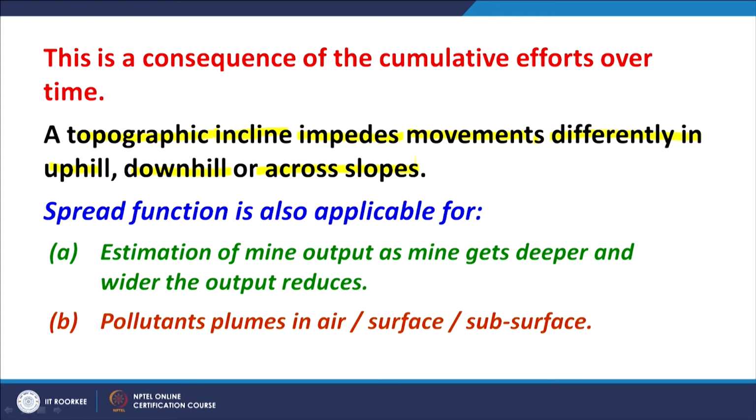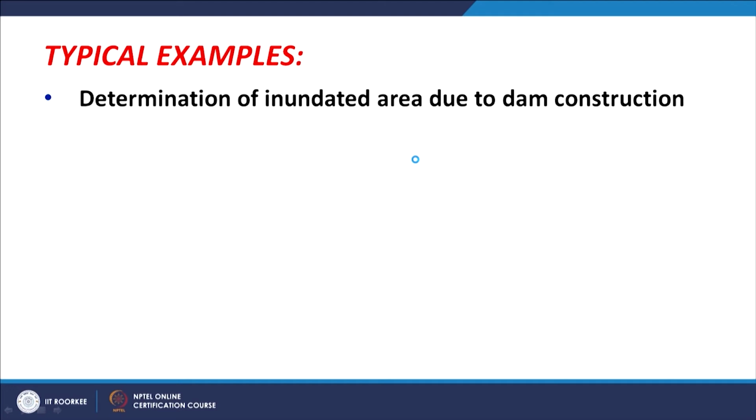Then pollutants plume in air, surface and subsurface. The more distance the pollutants travel, the more they disperse and the concentration reduces. It is the reverse, but the same way. Now, other examples are the determination of inundated area due to dam construction.